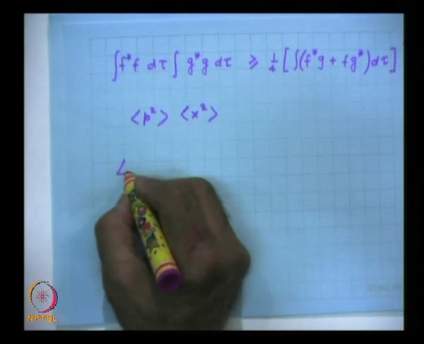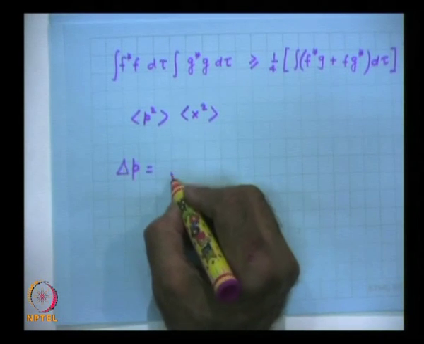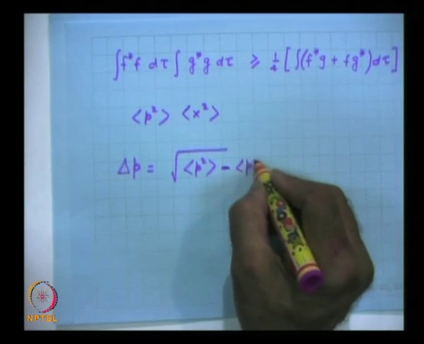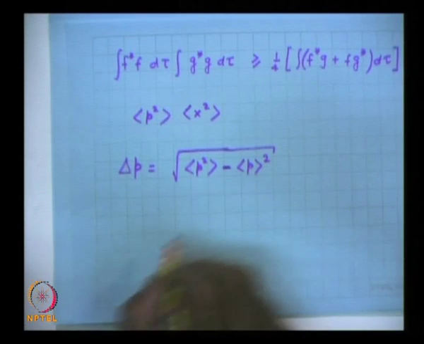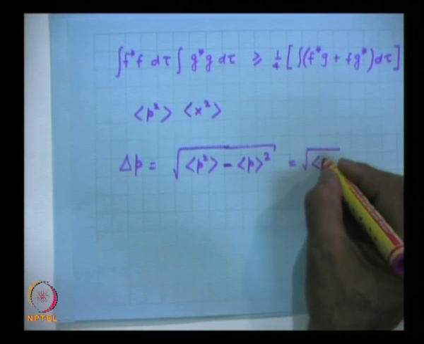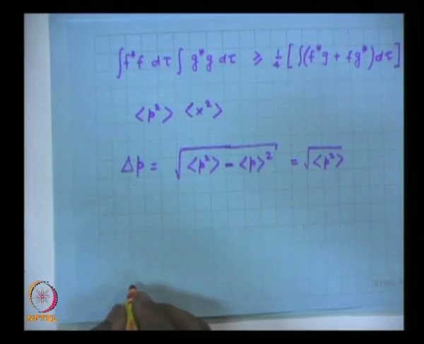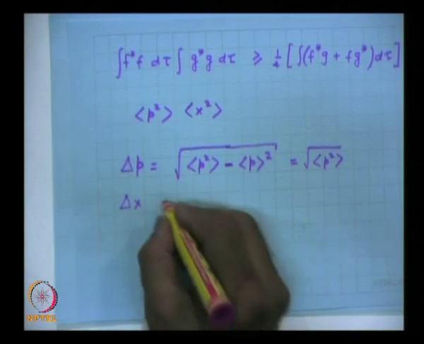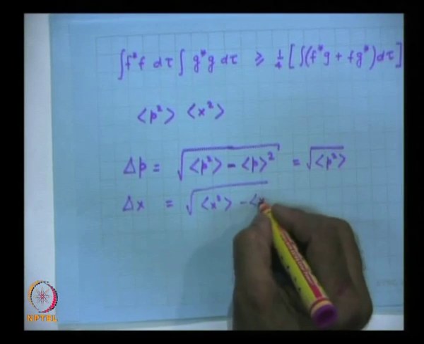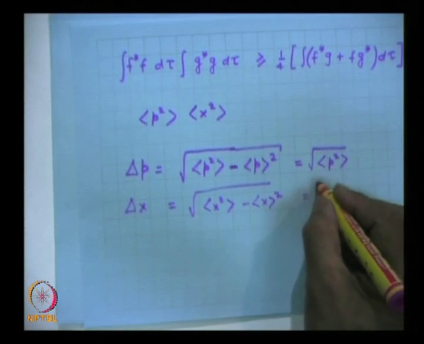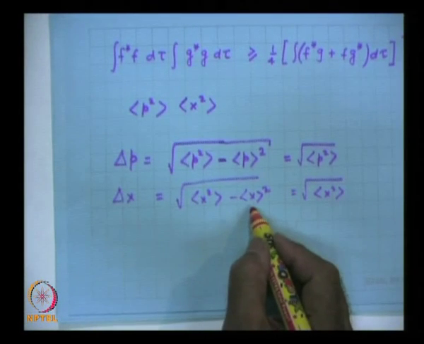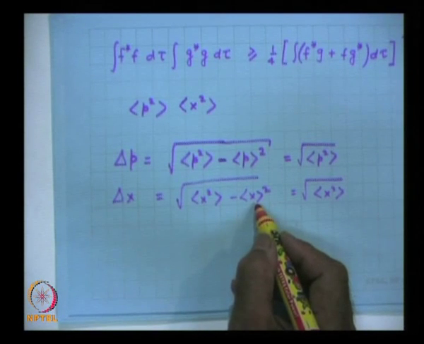So, as you know, delta p is equal to under root of p square minus p average whole square. I am assuming p average to be 0. So, therefore, this is equal to, I am taking the special case of p average being 0, square root of p square, and delta x is equal to under root of x square minus x average square, which is under root of x square. I can always choose the origin of my coordinates such that the x average is 0.